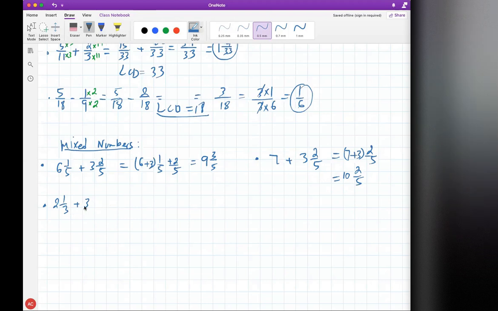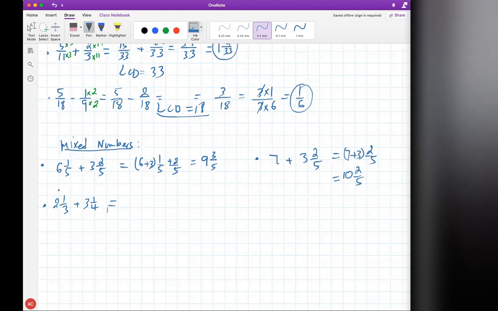Now 2 and 1/3. Let's try to add this to maybe 3 and 1/4 here. As you can see, it might not work like the previous one because the denominators are different. So instead of adding the wholes together and the fractions together, let's convert both of these into fractions. We're going to turn them into improper fractions and repeat the same thing again.